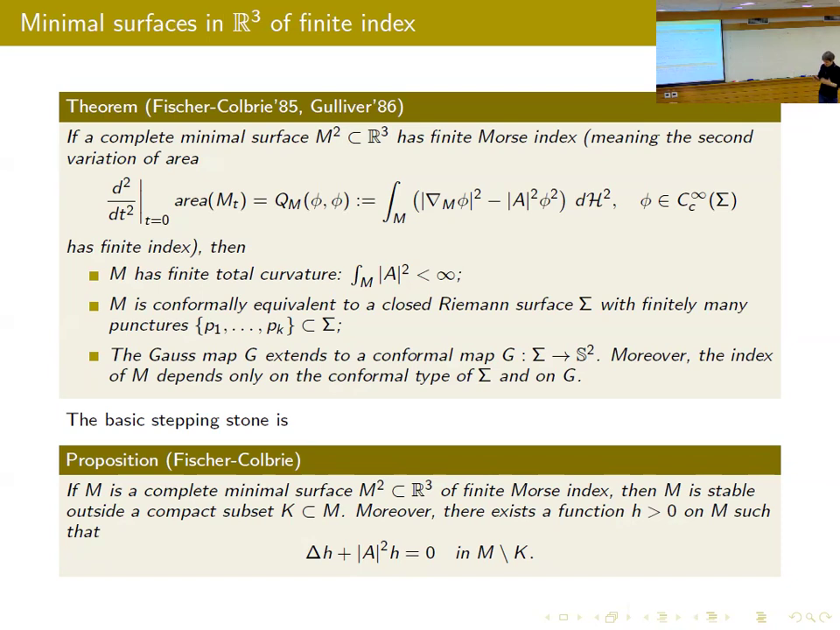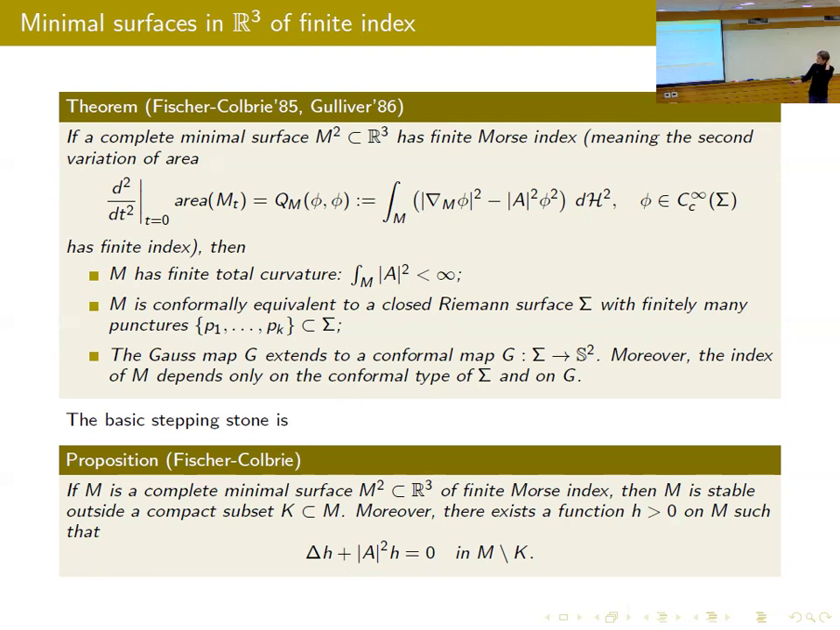This type of question was probably first asked, again in the minimal surface literature, in these fundamental results by Fischer-Colbrie and, at virtually the same time, Gulliver. They studied complete minimal surfaces embedded in R3 that have finite Morse index, meaning that the second variation form of area has finite index. What they showed is that in that case the minimal surface has finite total curvature. In fact, finite total curvature means precisely that the integral of the second fundamental form squared is finite.